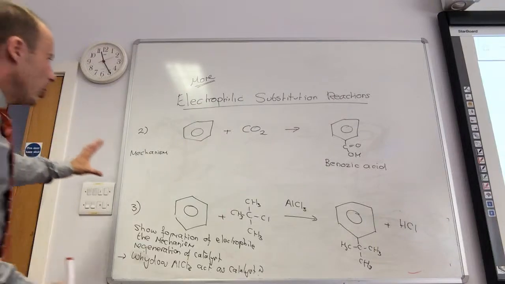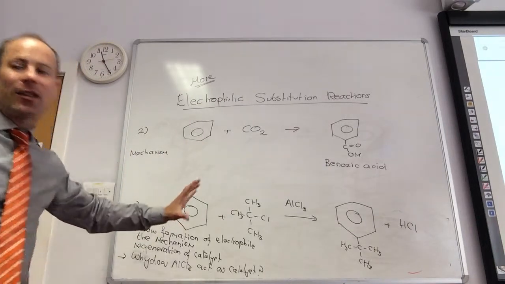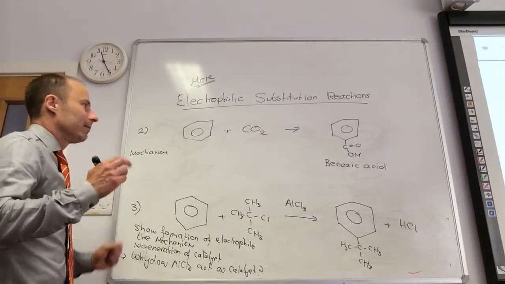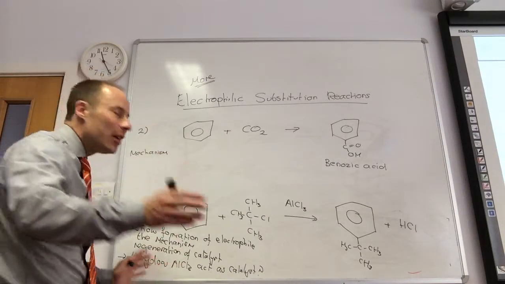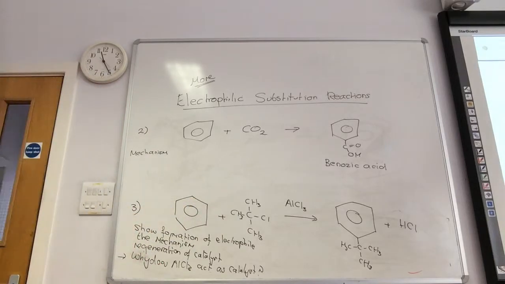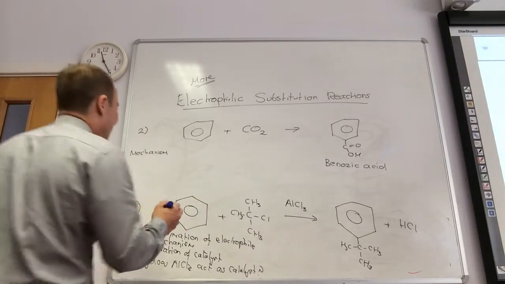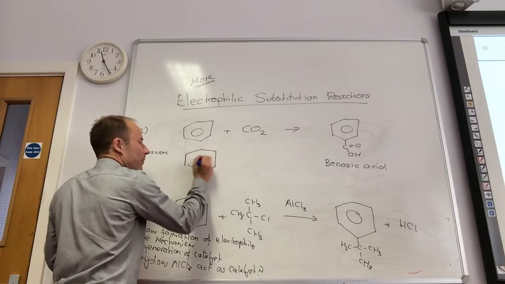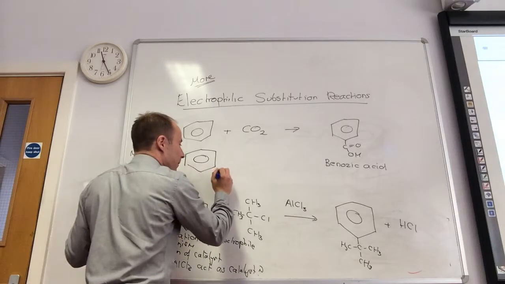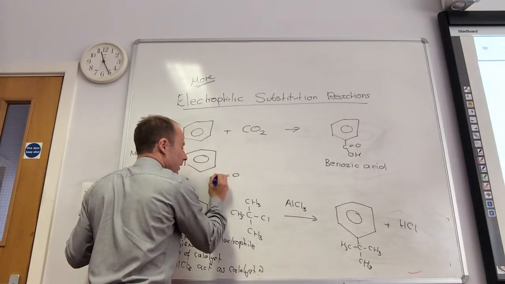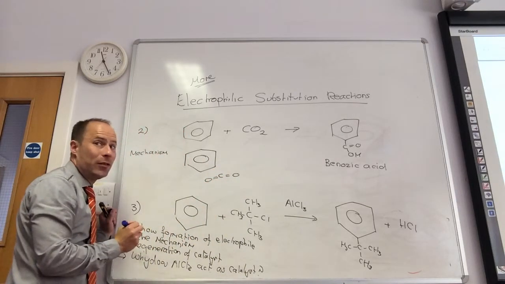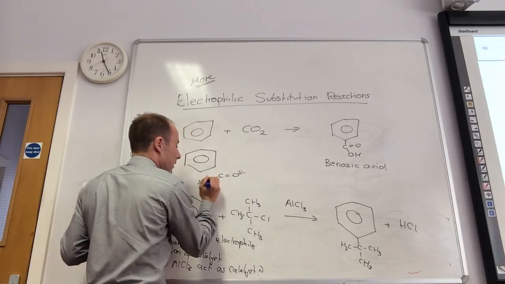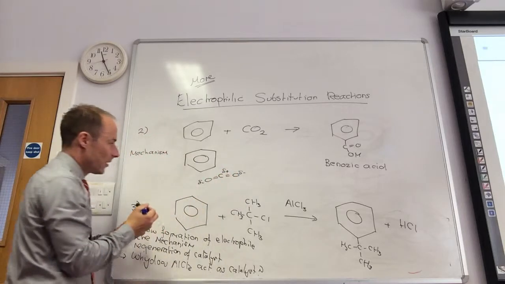Okay, so we've got two relatively complex examples to do here. The first one, the key thing is don't lose your nerve in these. They always follow the same layout. So the mechanism for this one, I start with benzene, and it's going to be carbon dioxide, which is my electrophile. Don't forget your AS chemistry, oxygen delta minus, carbon delta plus.